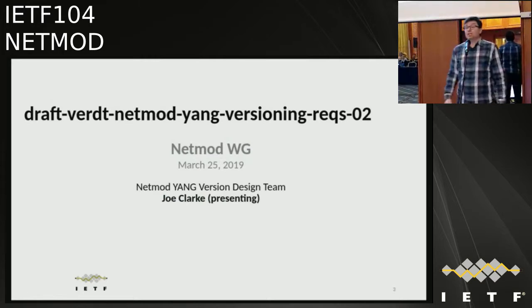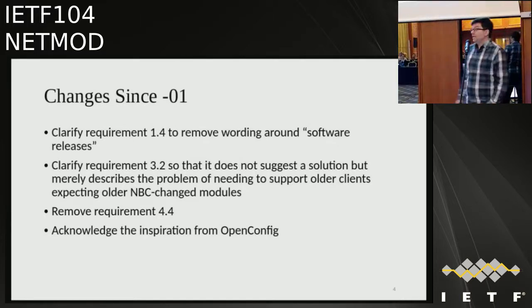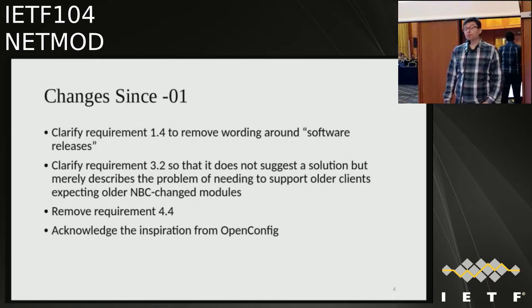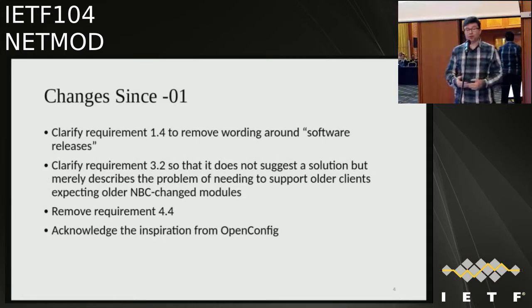Okay. So this is the requirements redux. Changes since revision 1. We modified the text around requirement 1.4 to pull out the word software release. There was some contention last meeting that software release implied vendor-specific things, and there was worry that we would just layer on more and more versions based on a vendor release cycle. We also changed requirement 3.2, so it didn't suggest a solution, but merely talked about what we needed to do in terms of a requirement. We pulled out requirement 4.4 and we added an acknowledgement for inspiration from the OpenConfig group.